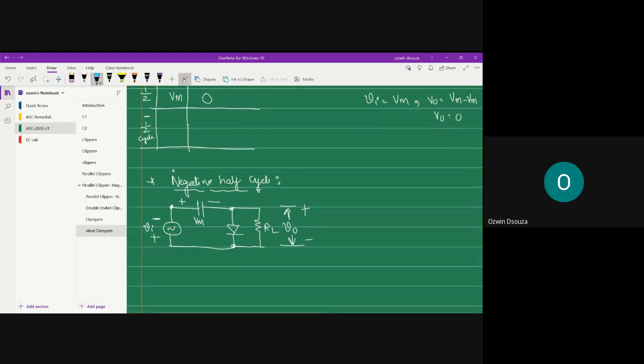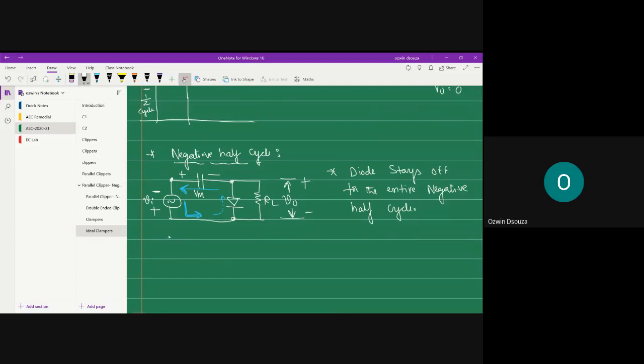This is how you are going to observe your output. Now you see, in the negative half cycle, it is clearly visible that both the sources, Vi and Vm, are trying to circulate the current in the anti-clockwise direction and thereby reverse biasing the diode. This is how the capacitor is trying to circulate the current, and this is how the source is trying to circulate the current. Both are trying to circulate the current in the anti-clockwise direction, and therefore the diode stays off for the entire negative half cycle.